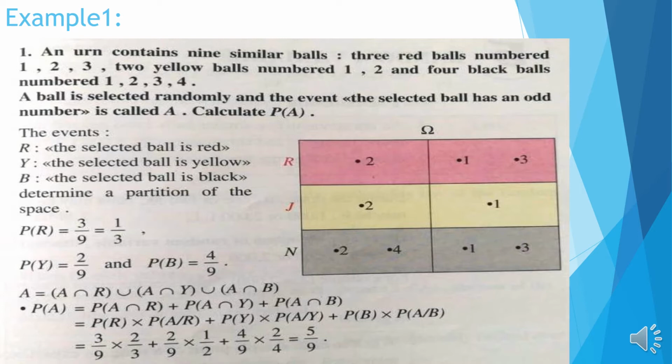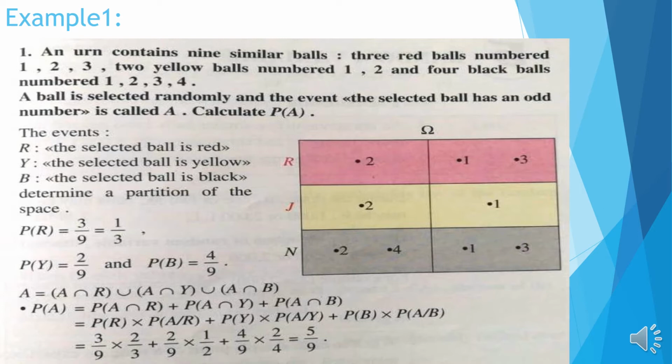Now what is the probability of A? It is the probability of A intersection R, plus the probability of A intersection Y, plus the probability of A intersection B. According to the property, it is the probability of R times the probability of A such that R, plus the probability of Y times A such that Y, plus the probability of B times A such that B. What is R? 3 over 9 times 2 over 3. Why 2 over 3? Because among the red balls there are 2 odd numbers, 2 out of 3.